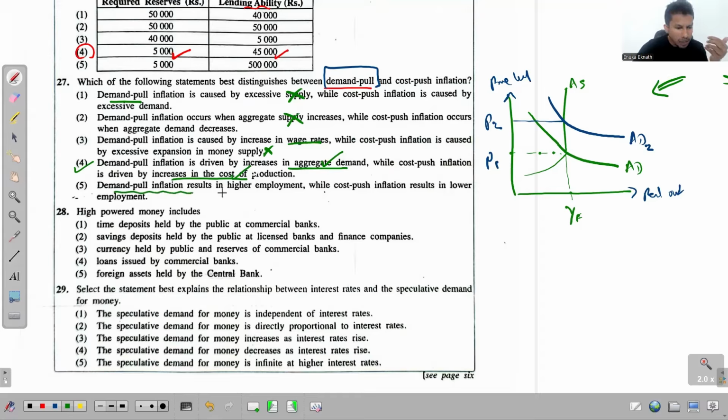Demand pull inflation results in higher employment, while cost push inflation results in lower employment.